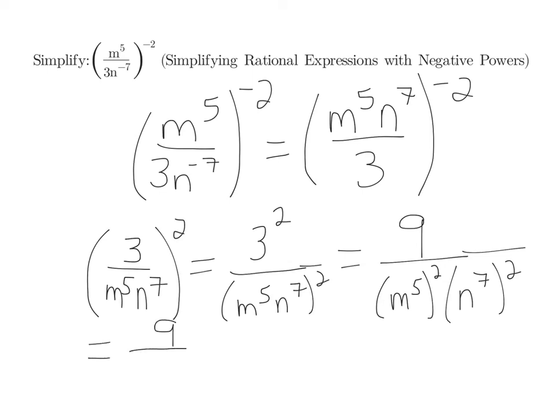To simplify the bottom, you have m to the fifth raised to the second power. When you raise an exponential expression to the second power, you multiply the exponent. So you have m to the 10. And the same thing for the n. It's an exponential expression raised to a power. So n to the 7th raised to the second, that is 7 times 2, which is 14. And so you have simplified your rational expression.